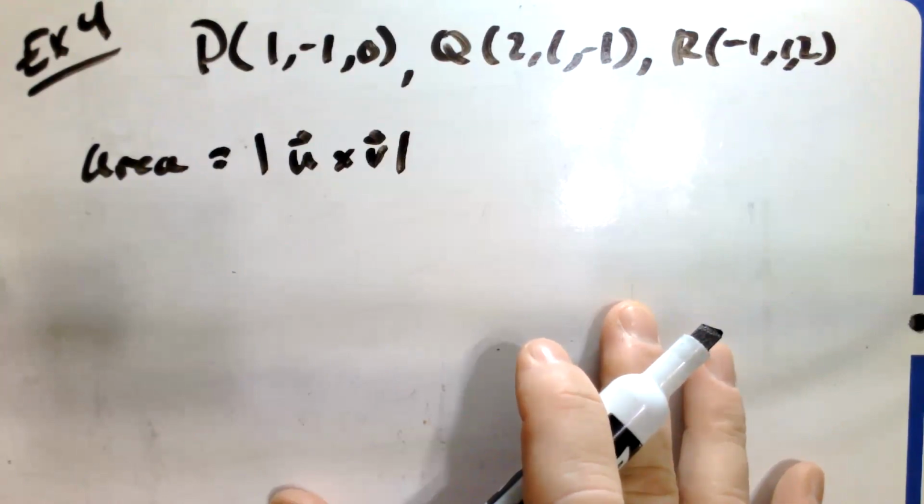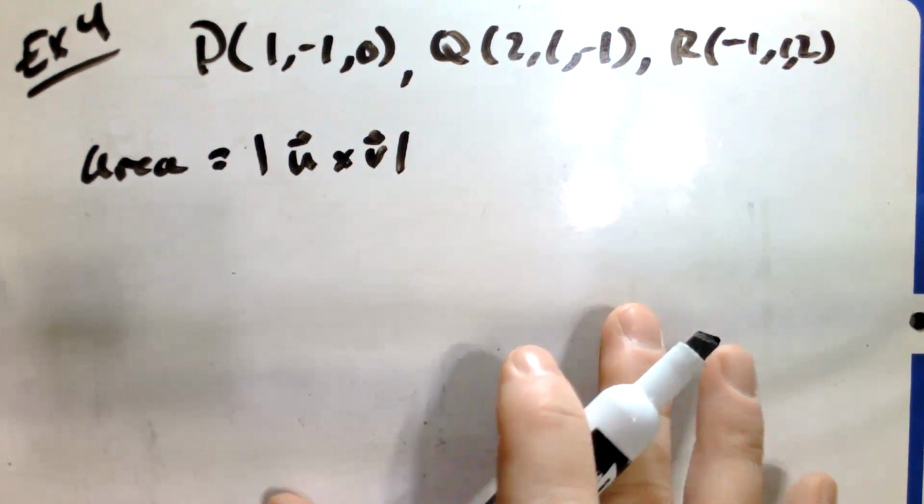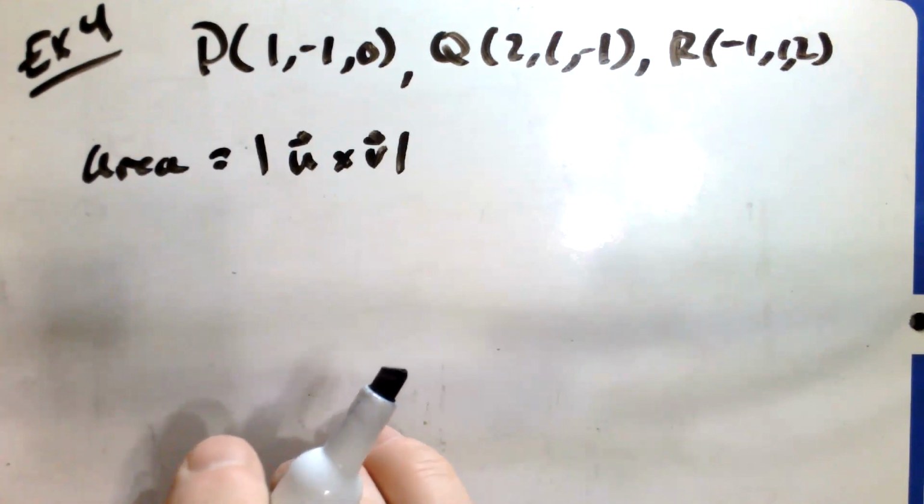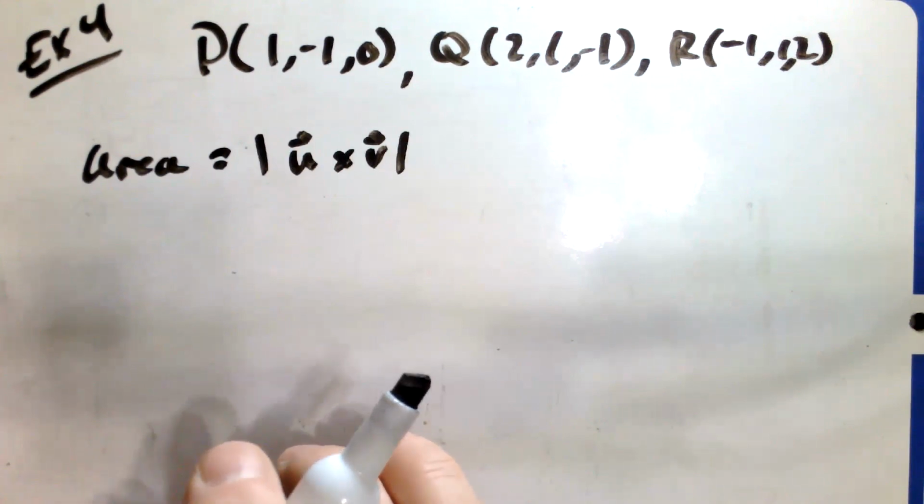All right, in this video, what we're looking for is to determine the area of the parallelogram, or sorry, the area of the triangle that's formed by these three vectors. So these are the three coordinates that make up the vertices of the triangle.